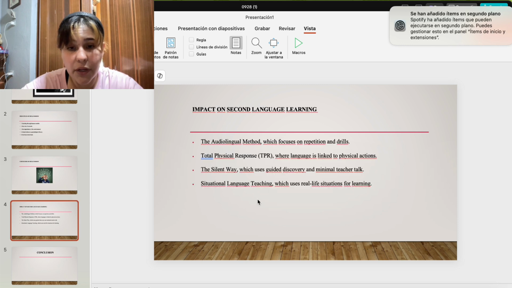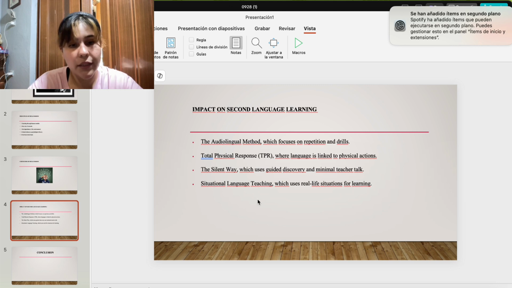Behaviorism has had a strong impact on language teaching. Many methods were inspired by it, including the audiolingual method, which focuses on repetition and drills. One example of this is when the students repeat, "This is a pen, this is a book," and the teacher corrects the mistakes.